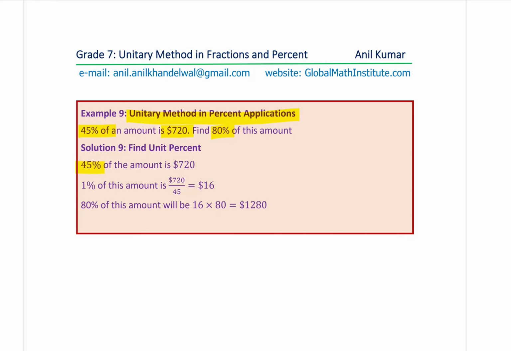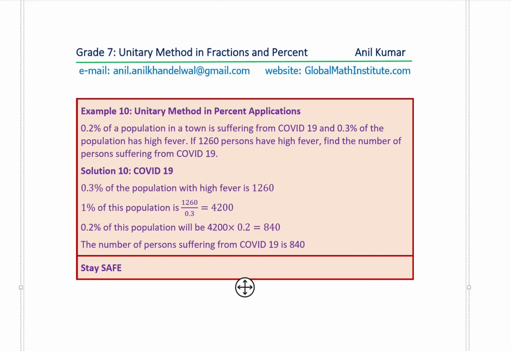So we know 45% is 720. What is 1%? Divide by 45, correct? You get $16. And 80% will be multiplied by 80. 16 times 80, you get $1280. So that is what 80% of the amount is. Clear? Question number 10.